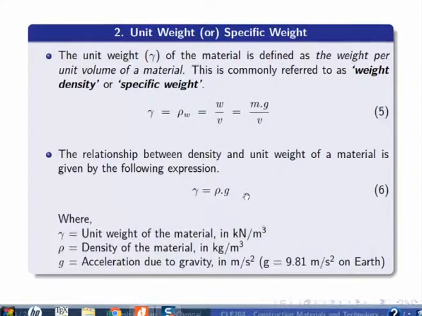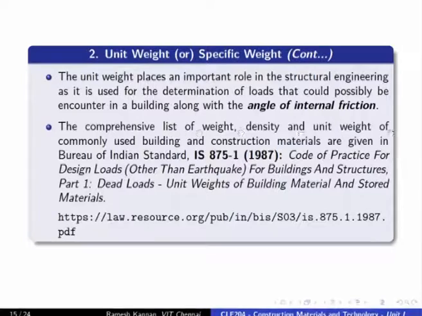It plays a key role in structural engineering calculations, or the design load calculations, like determination of load along with the angle of internal friction. A comprehensive list of weight densities and other unit weights of commonly used building materials can be found in IS 875 Part 1 1987, which is the code of practice for design loads other than earthquake for buildings and structures, Part 1, that is dead load, unit weights of building materials and stored materials. You can navigate to this link and download the full document of IS 875 Part 1 for free.